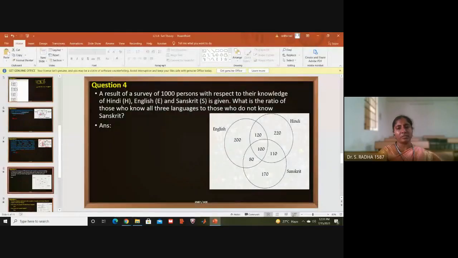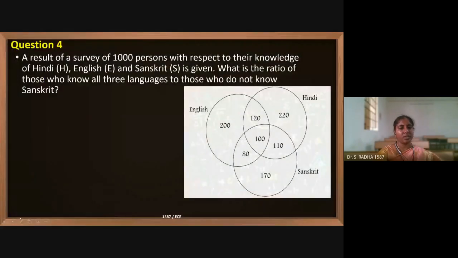People who can speak all the 3 languages. You can see here in this question, 1,000 people in total. And we are supposed to find the ratio of all the 3 languages to those who do not know Sanskrit. Now what I will do, this 100 is nothing but all the 3 languages known.